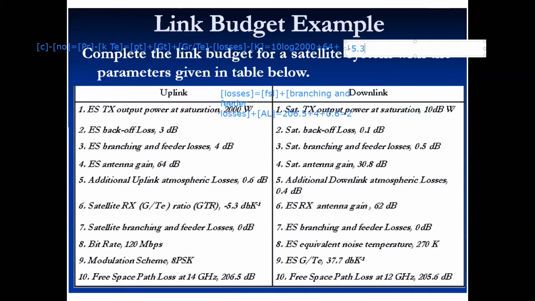अभी क्या है? G by T हो गया minus the losses. What are the losses we calculated? 211.1, right? Minus 10 log of k, which comes out to be plus 228.6, right? K Boltzmann constant का value है plus 228.6, correct?